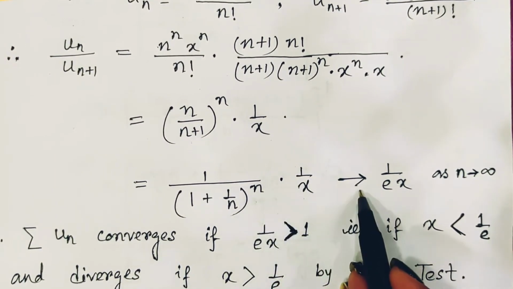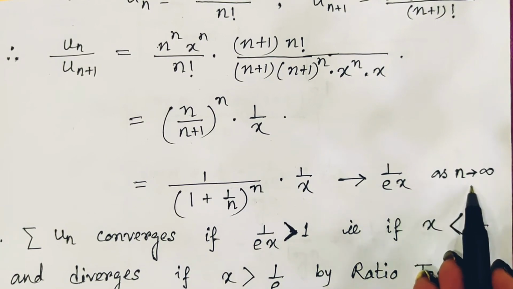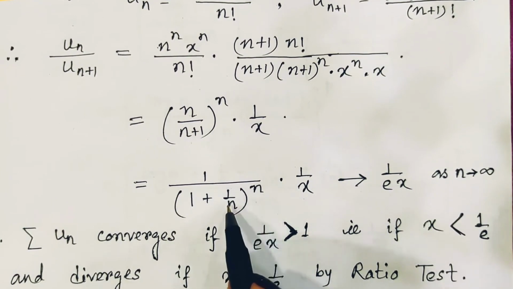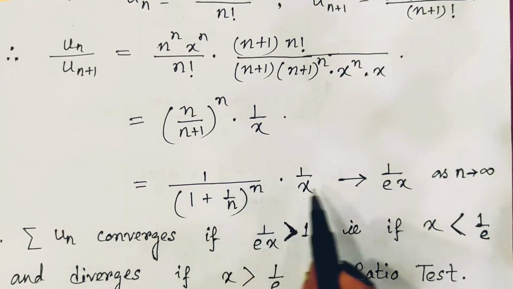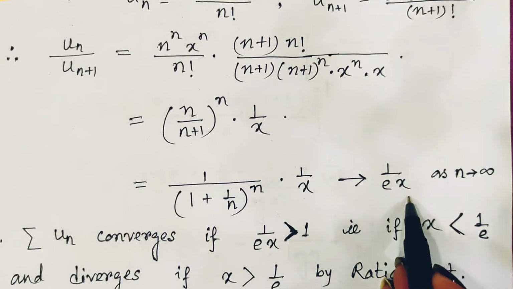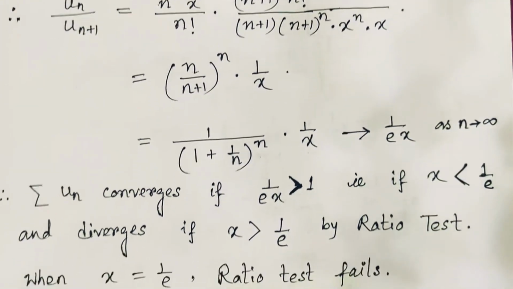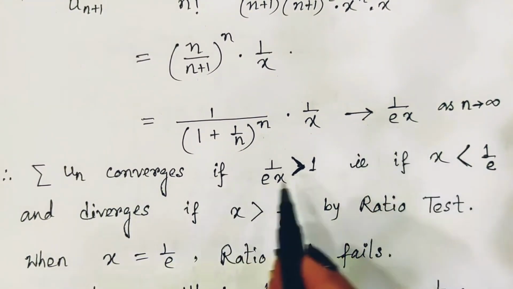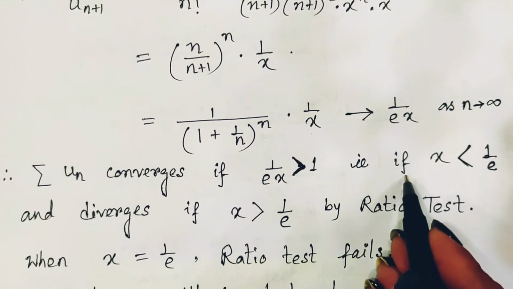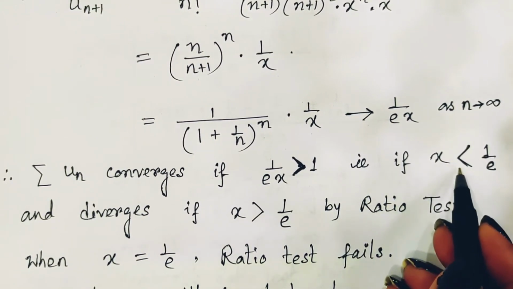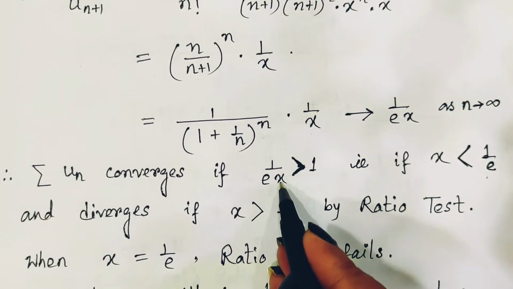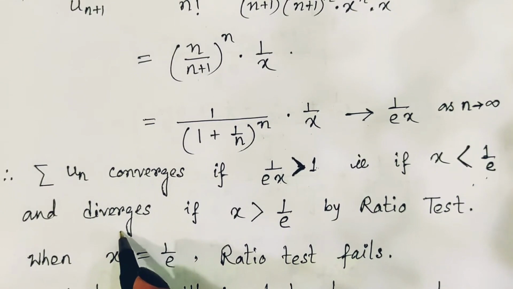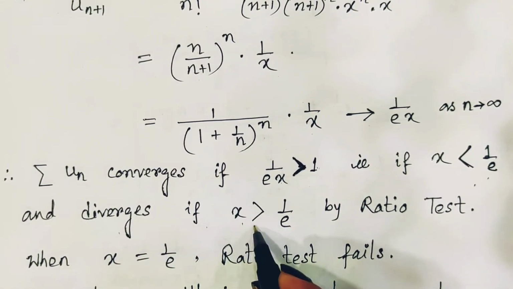This is tending to 1 by e x as n tends to infinity. We know that when n tends to infinity, that term becomes the exponential e, so it tends to 1 by e x. Therefore, the given series converges if this 1 by e x is greater than 1, that is, if x is less than 1 by e, and diverges if x is greater than 1 by e.